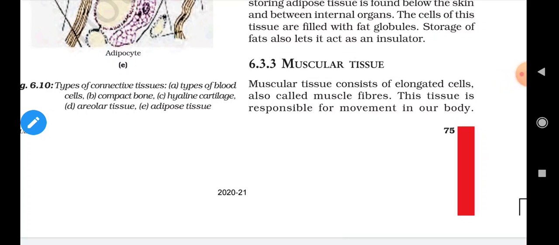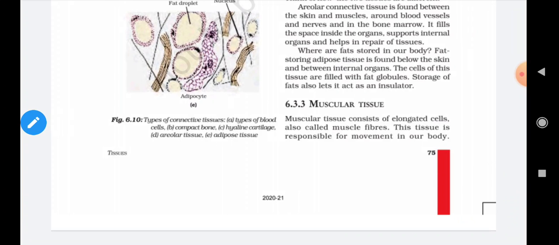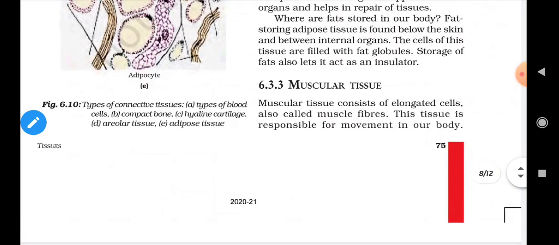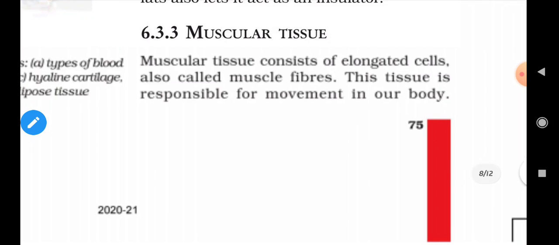From today's lecture, we are going to discuss muscular tissue, which is a subtopic of the sixth chapter, Tissue. In our previous session, we discussed epithelial tissue and connective tissue. So let us start without wasting time.